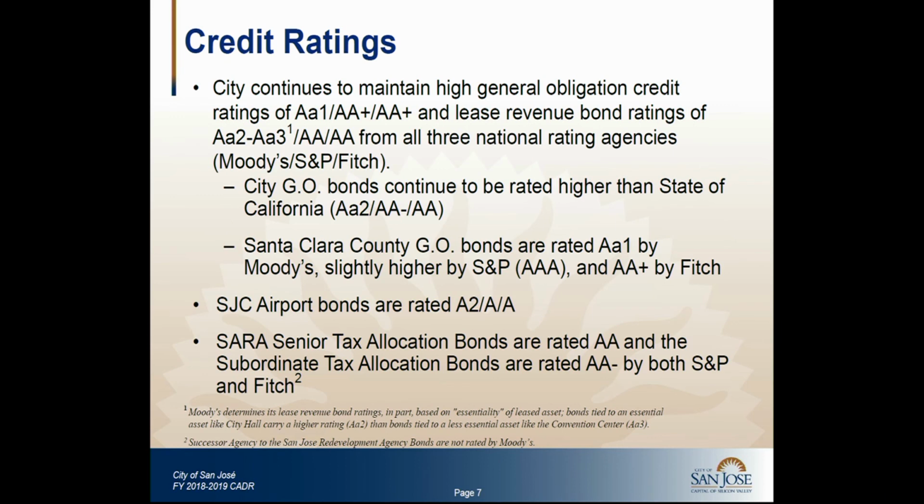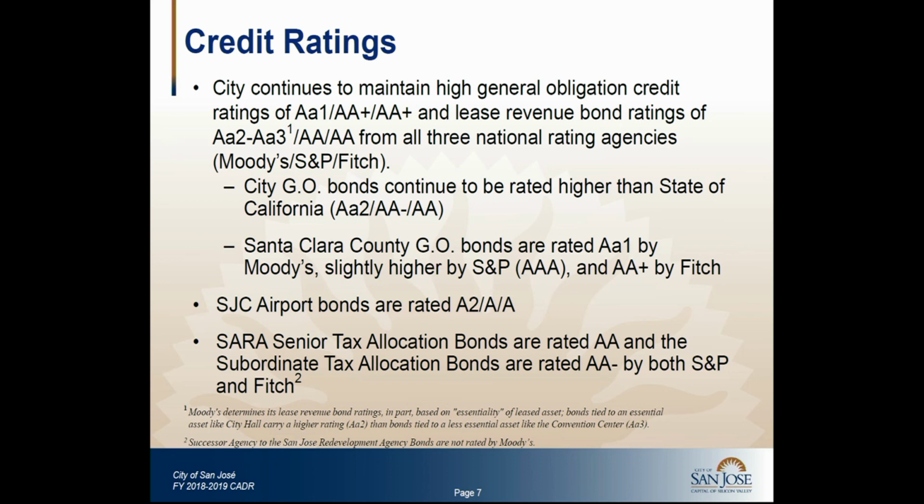The city's credit ratings remain strong. The highest you could achieve is obviously AAA. We are one notch below that. So for Moody's, we have it at AA1, and for S&P and Fitch, respectively, they are AA+, so one notch below the highest. The city's lease revenue bonds are one notch below the city's GO, and they're essentially AA2 and AA3 or AA. Essentially, that's the rating from all three rating agencies of Moody's, S&P, and Fitch.